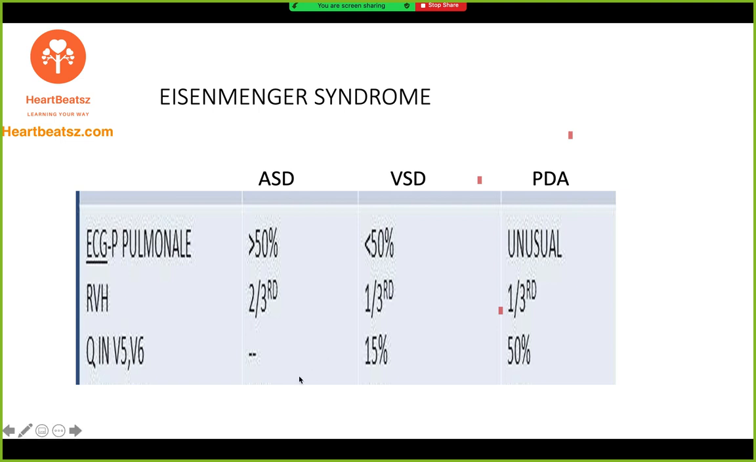If you recall, what are the conditions in which we can expect Q waves in V5 and V6? Can anyone recall that? So Q waves we expect in V5 and V6, especially in volume overload. So in which conditions can we expect volume overload? In the PDA and occasionally, of course, in the VSD as well, for which we already gave you some examples.